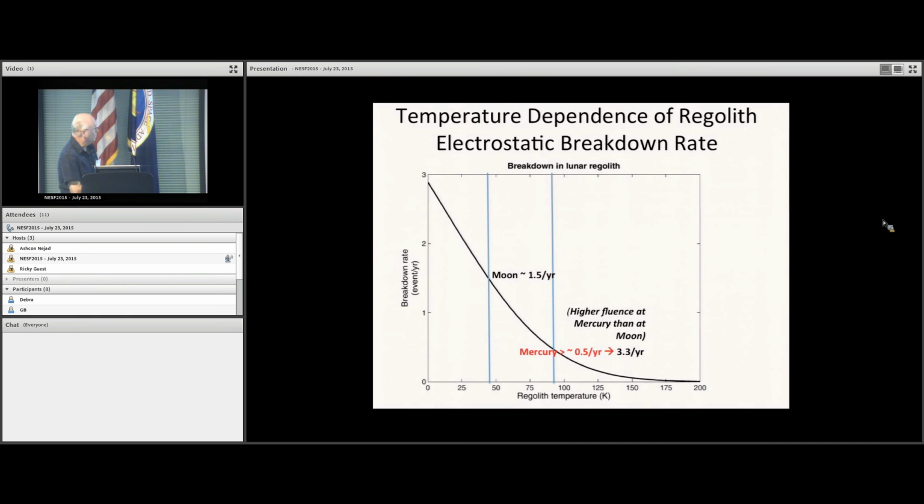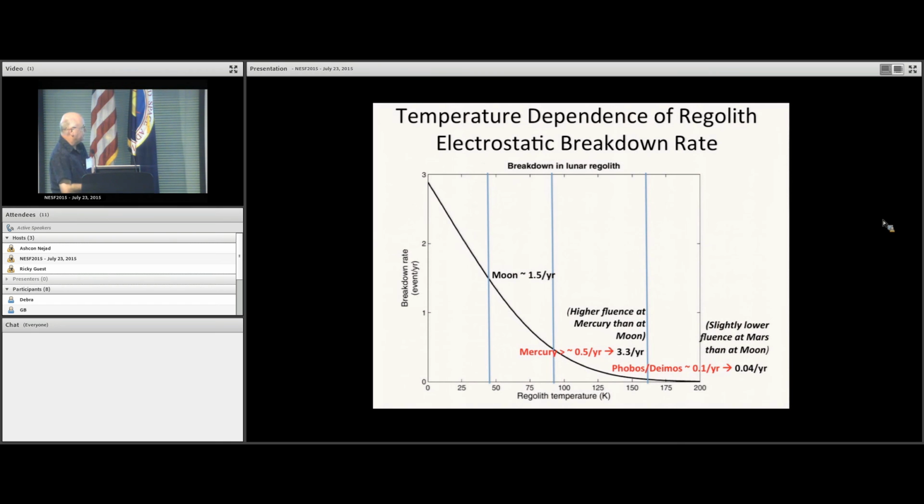We can then look at Mercury, where because Mercury is closer to the sun than the moon, we have a higher fluence of particles. They're more focused, and so the rate is a little bit better. Even though it's a little bit warmer overall than the moon, we have still maybe even greater, about twice the rate expectation at Mercury than the moon.